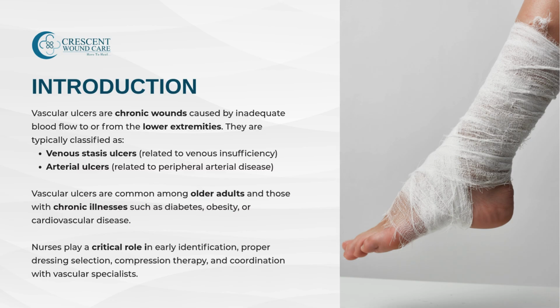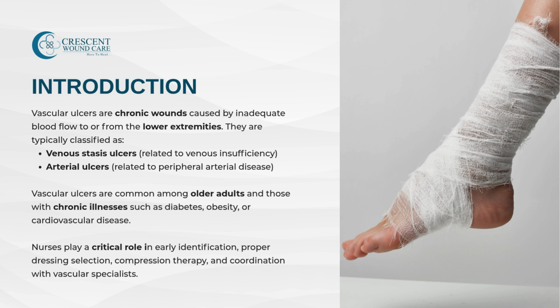What are vascular ulcers? Put simply, they're chronic wounds caused by problems with circulation. There are two main culprits here. Either the blood can't get back up to the heart, that's a venous problem, or the blood can't reach the tissues in the first place. That's an arterial problem. These ulcers are not rare. We see them all the time in patients with varicose veins, heart disease, uncontrolled diabetes, obesity, or a sedentary lifestyle.